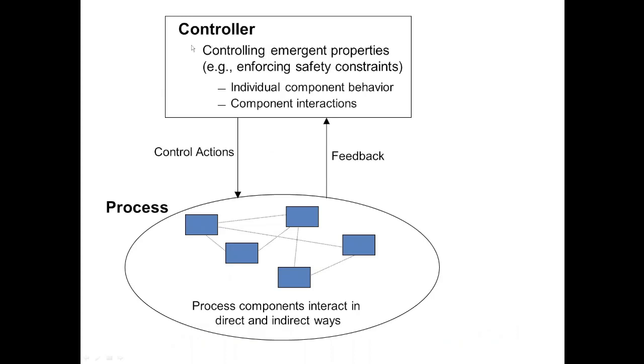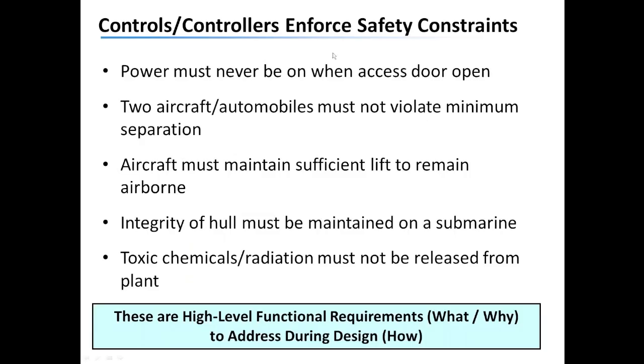Well, to control them, you need some kind of controller that enforces constraints, safety constraints, or constraints on the behavior of the system by controlling individual component behavior and also controlling component interactions. And this controller provides control actions on the process and gets feedback. Now, for those of you who have had any basic engineering course, what you see is a basic feedback control loop. And yes, that's exactly it. Much of modern control theory really stems from these ideas that were back in the 40s and 50s. So I said that the controllers enforce safety constraints.